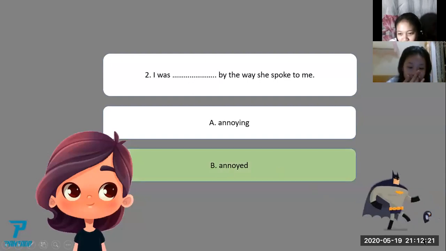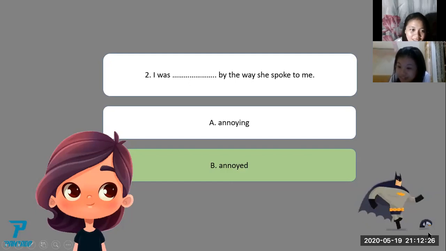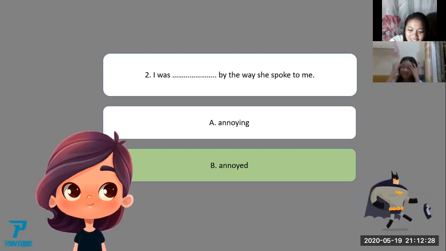Can you see the Batman and the Penguin? Yes. They're very cute.